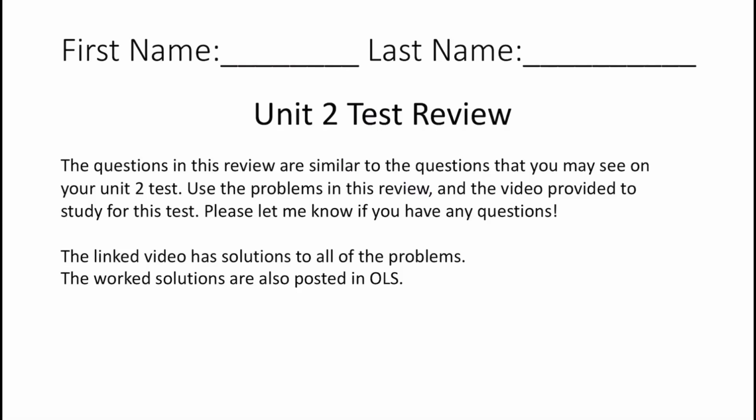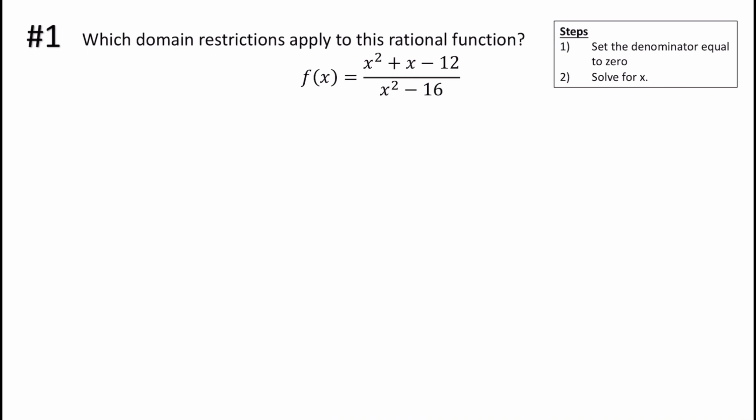So in this video, we're going to go over the problems that are in the Unit 2 test review. In this first problem, it says which domain restrictions apply to this rational function. Remember, to figure out the domain restrictions, we need to set the denominator equal to 0 and solve for x, because the function will not have a domain value at any values that make the denominator 0.